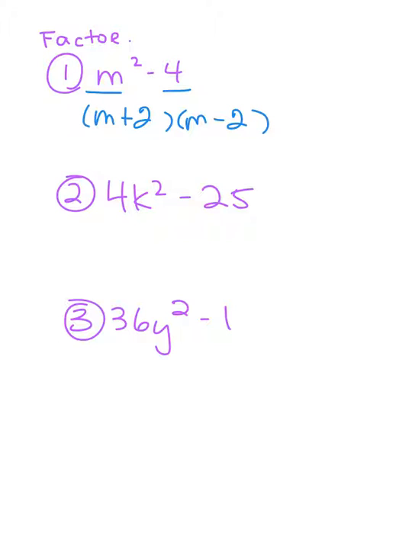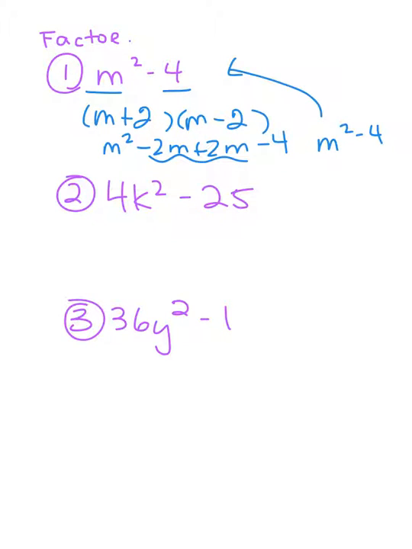Now again, we can check this. First is m squared, my outside is negative 2m, my inside is positive 2m, and my last term is negative 4. These terms in the center, my outside and inside, will zero out, which is why I'm left with m squared minus 4. So I know I did this problem correctly.